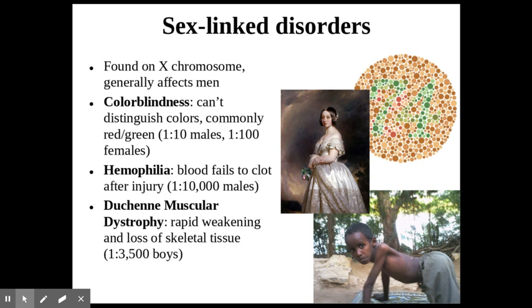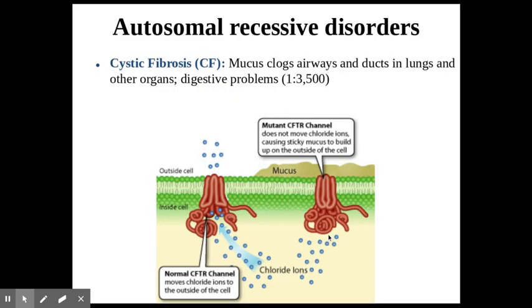Hemophilia is where the blood fails to clot after an injury. This is 1 in 10,000 males. And muscular dystrophy, which is the weakening and loss of skeletal tissue, is 1 in 3,500 males.